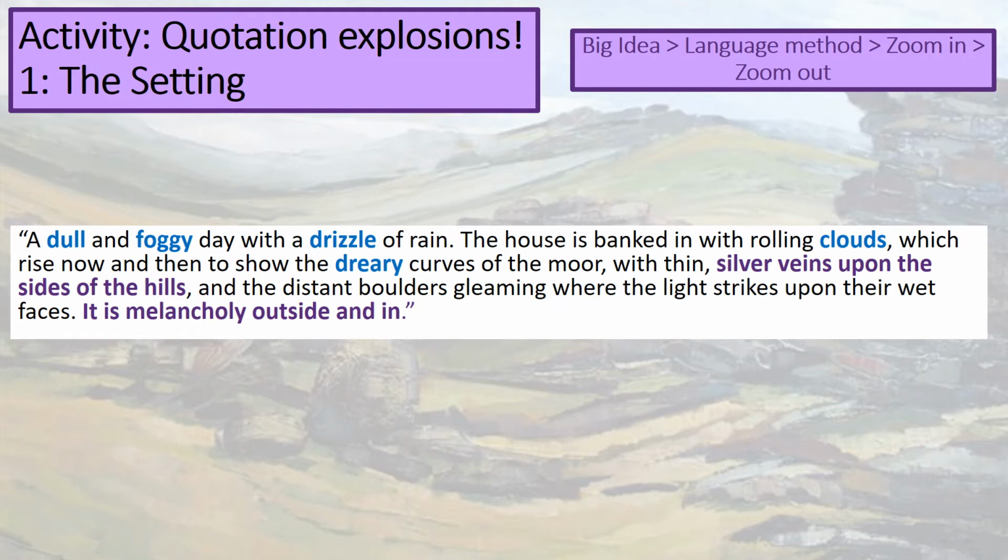So what I want you to do is to think about our big question, that is, how is this setting Gothic? Think of some big ideas, pick out some language methods, some words you can zoom in on, and then zoom back out to that overall effect on the reader. So pause the video and give yourself about 5 minutes to read and annotate the quotation with as many ideas as you can.